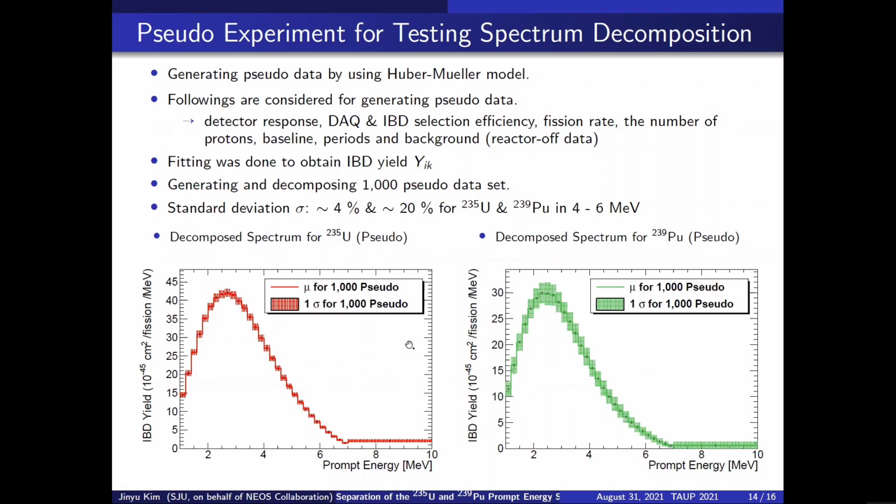These plots represent the mean and standard deviation for the 1,000 pseudo data sets for uranium-235 and plutonium-239. In the 4 to 6 MeV energy range, where the 5 MeV bump can be measured, standard deviation values are about 4% for uranium-235 and 20% for plutonium-239. These values are used as uncertainties of the spectrum decomposition method.